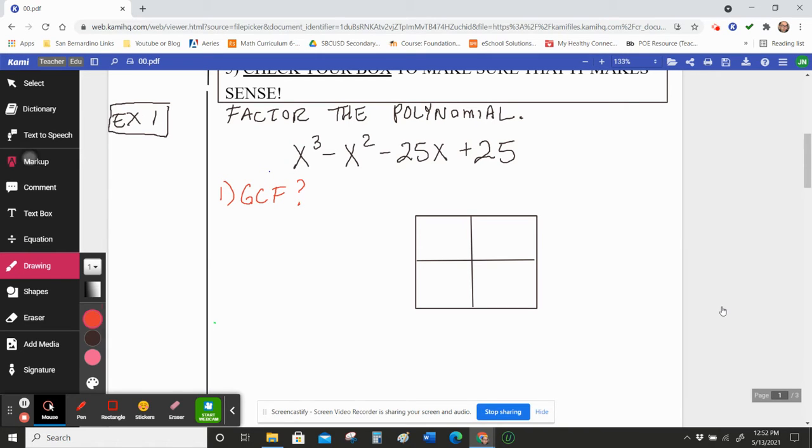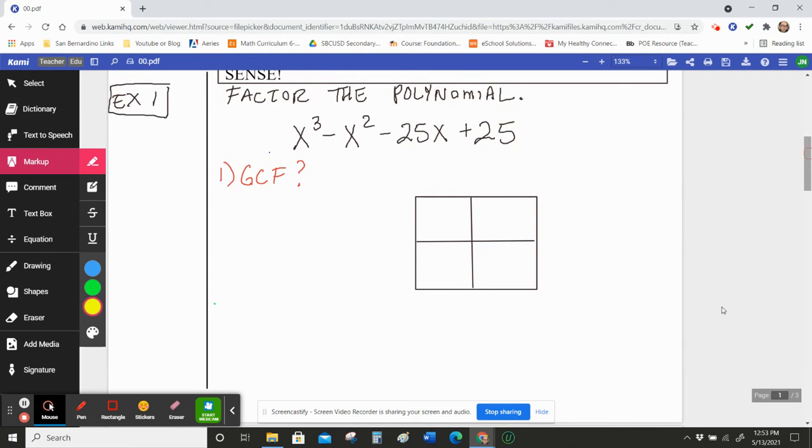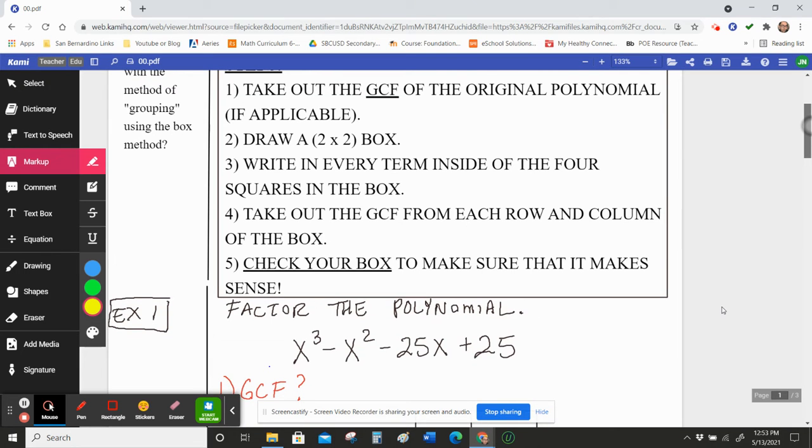So if you look at all the terms, x to the power of 3, negative x squared, negative 25x, and 25, there's no number that I can take out of all of them except for the number 1. So since we can't take out a greatest common factor besides 1, then no big deal. We just move on to the next step. Okay. So if we look at step number 2, it says draw a 2x2 box.